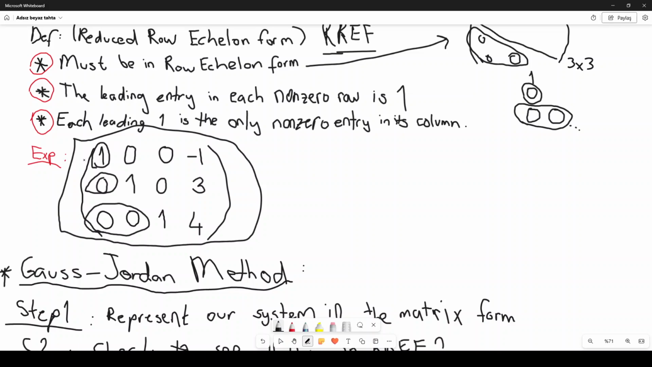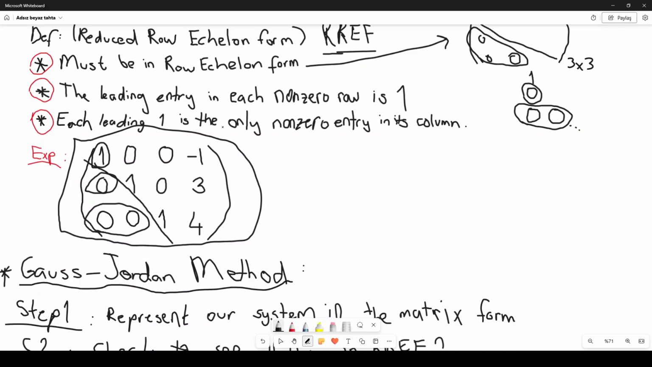So as we notice, the number of zeros strictly increases from top to bottom. In other words, in the first row I have no 0, in the second row I have one 0, and in the third row I have two zeros, which means it is in the row echelon form. Okay, now let's look at whether or not the other two properties hold.